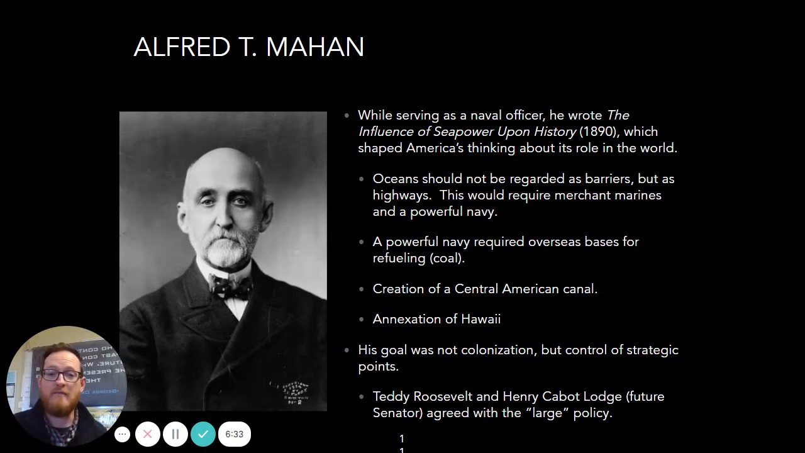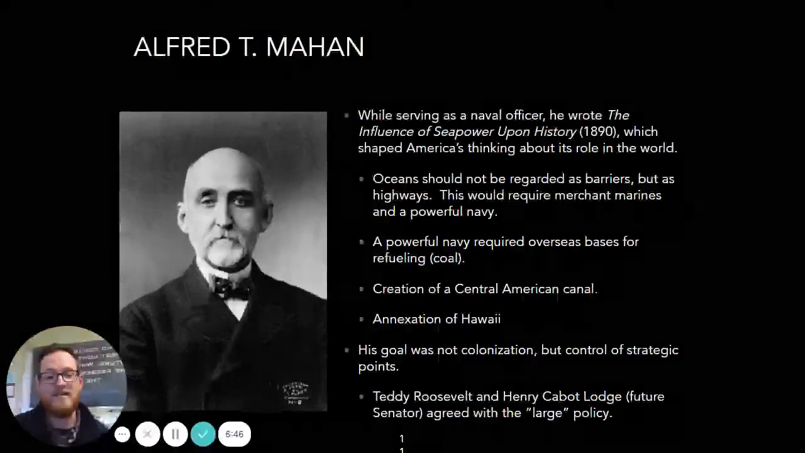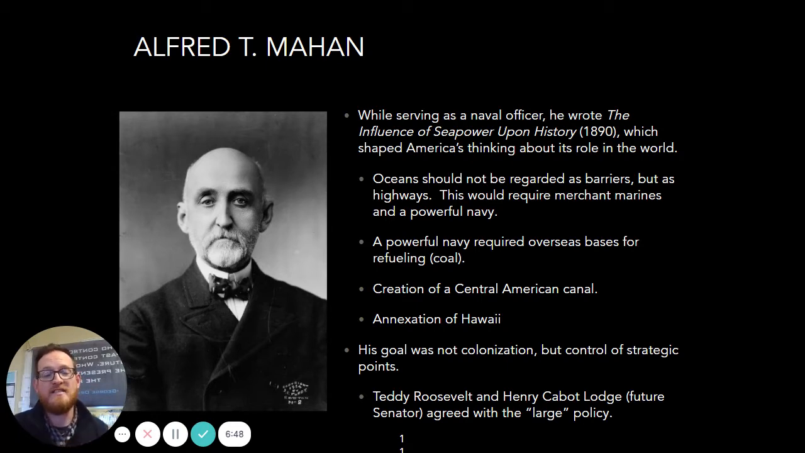He also believed in the importance of a Central American canal, which of course will become the Panama Canal. And he believed that annexing Hawaii would be very important because Hawaii, at that center point in the Pacific, is a very good place for refueling stations and such. So his goal was not the idea of colonization, which he had seen a lot with imperialism earlier, but the control of strategic points throughout the world. Teddy Roosevelt read this book, and Henry Cabot Lodge, a future senator, and they both agreed with this large policy as it was known.